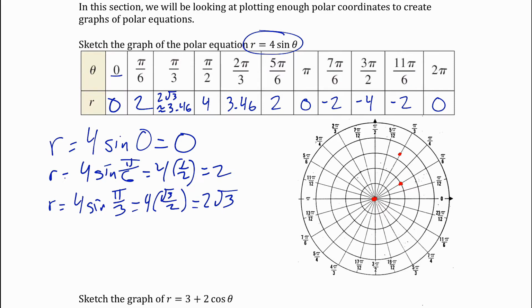Next up, at pi over 2, if we're facing this direction, we're going to be 4 away. So we'll face that direction 1, 2, 3, 4 up. So we're going to have a point right there.